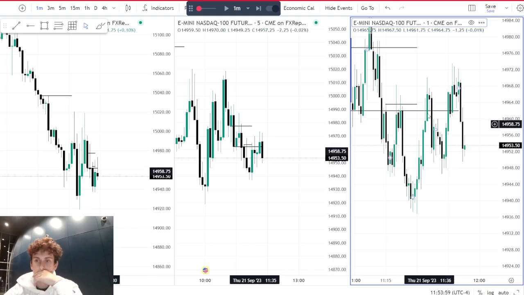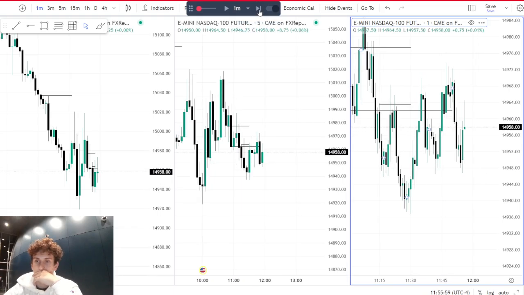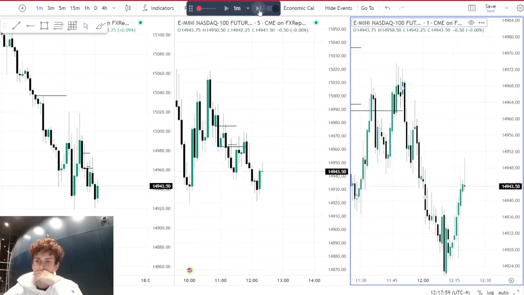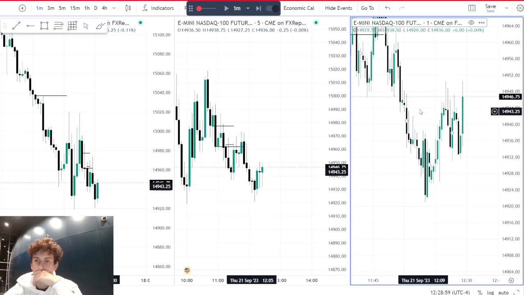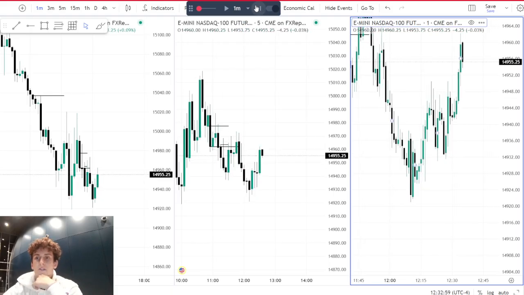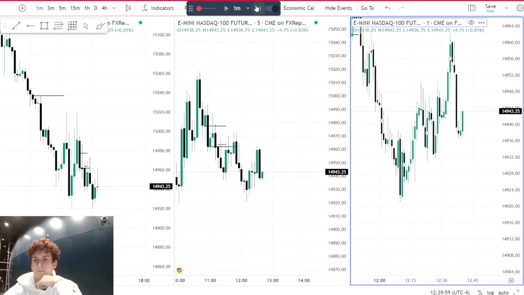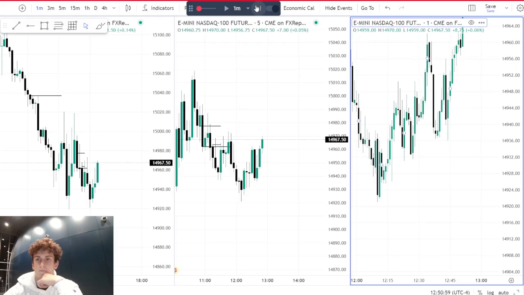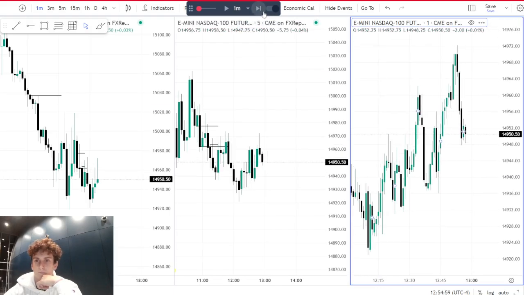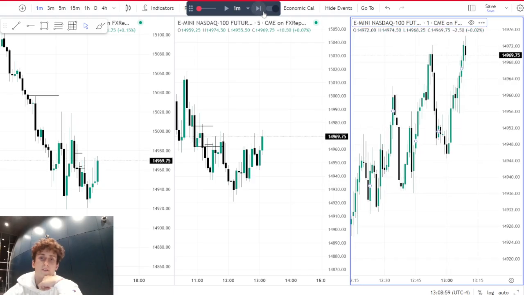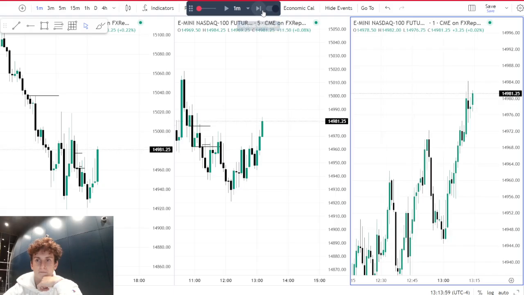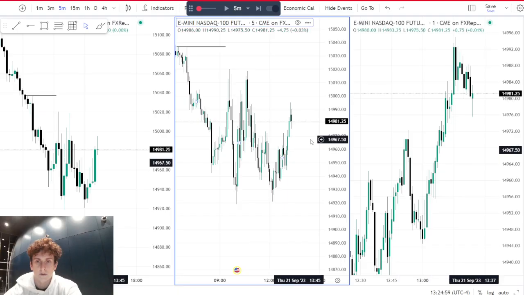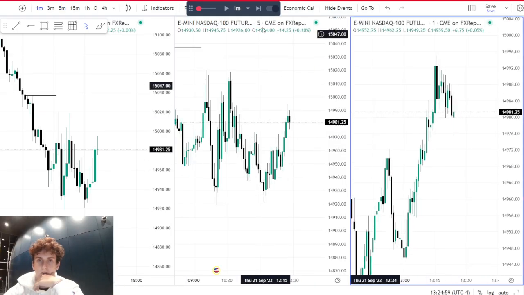Still understanding the market context at hand. Obviously lots of wicks, not really much clean price action today. Higher probability will come on the higher time frames. That's important to understand. All right, so let's see here. Not much happening.